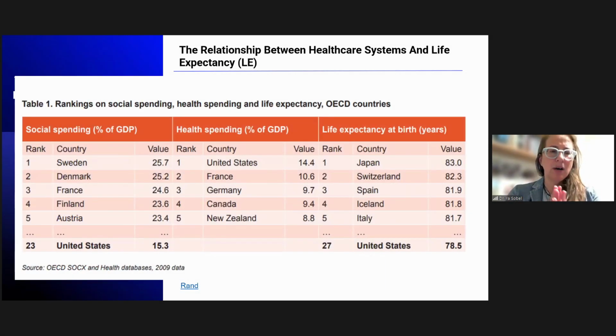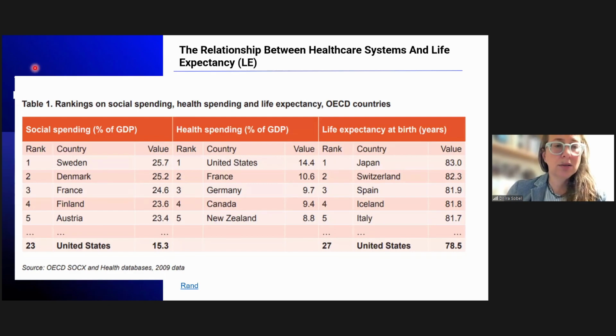Now let's move on to rankings on social spending, health spending, and life expectancy in OECD countries, life expectancy as a health outcome. In this table, we have three columns. The first is the percent of social spending as a share of GDP. The second is the percent of health spending as a share of GDP, and the last column on the right deals with average life expectancy at birth.